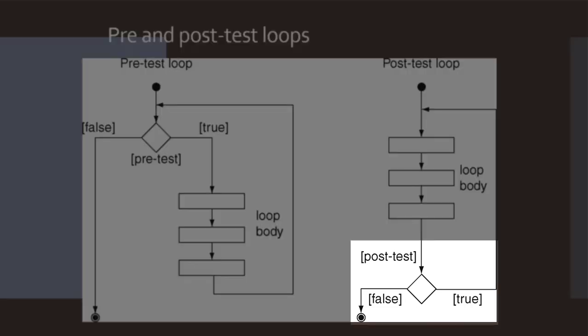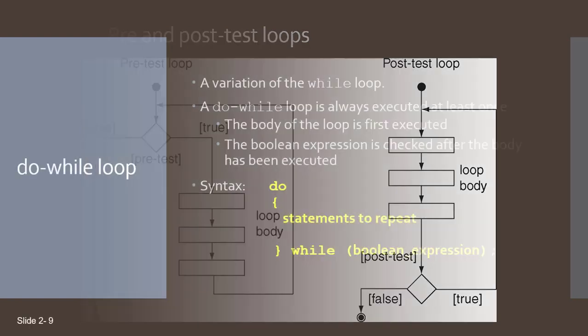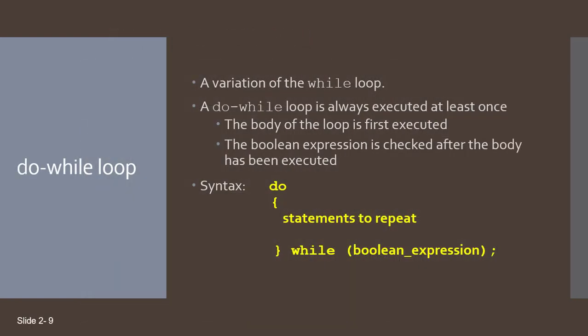Here we do a bunch of statements and we get to the test at the bottom, and if our condition is true, we get to go back up and do them again. And if the condition is true, we get to go back up again, and we do the statements, and then at the bottom, if the condition is false, we leave. That's called a do-while loop. And this is what that would look like if you wrote the code.